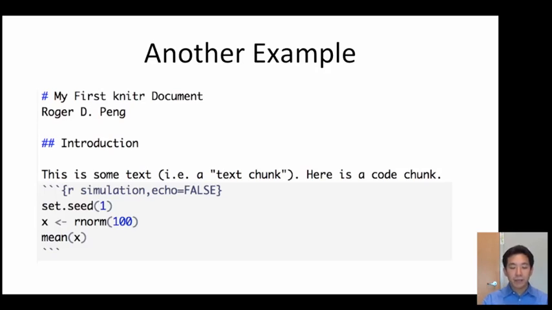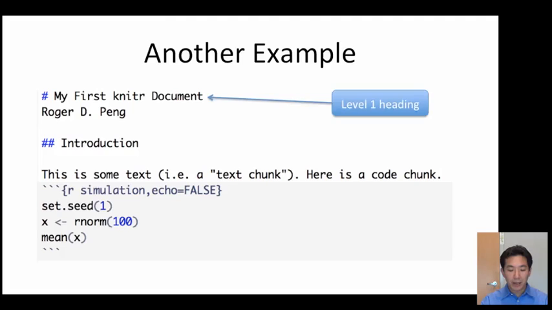So here's another example. I've got my first knitr document, and I have my name there as the author, and I start a section called the introduction, and I say here's some text, here's a code chunk, and I name the code chunk simulation. And notice I added this option echo equals false. And so that indicates to knitr that I don't want the code for this code chunk to be echoed in the output document. I just want the result to show.